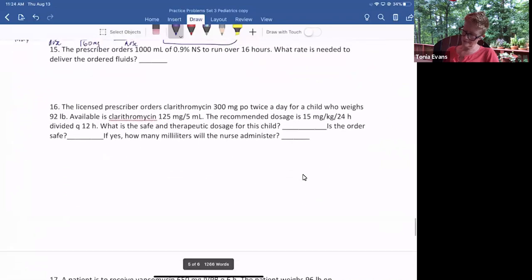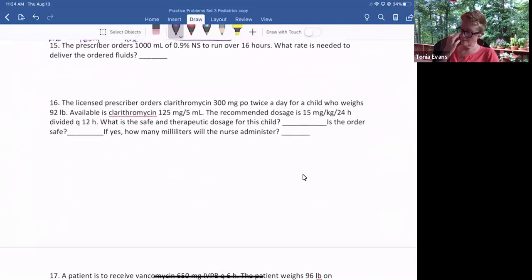All right. Thought I'd throw a little easy one in here. Prescribed order is 1,000 milliliters or 1 liter of normal saline to run over 16 hours. What rate is needed to deliver the ordered fluid? So we want to know how many milliliters per hour we are going to run this at. We have 1,000 milliliters in 16 hours. That's it. 1,000 divided by 16 is 62.5 mLs per hour.